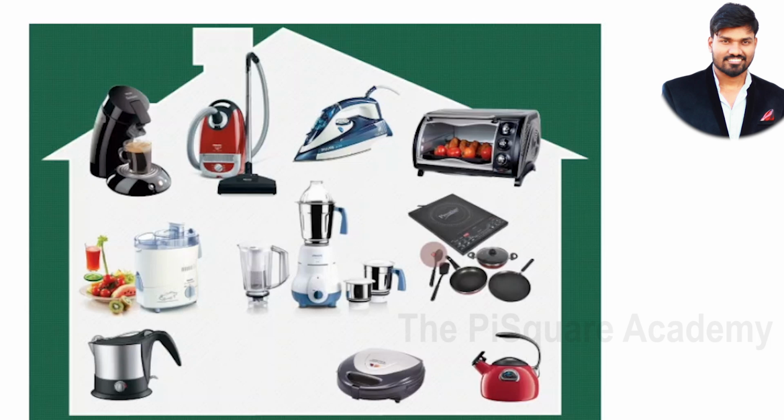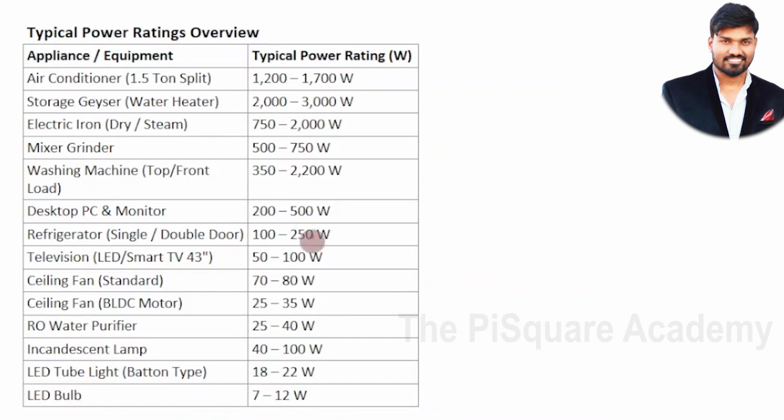One common thing for all these electrical equipment is the power rating. Different equipment will have different power ratings. We'll see the typical power ratings of each equipment. An air conditioner, if it is a 1.5 ton air conditioner, the power will be in this range. A geyser water heater of this range, an electrical iron of this range, a washing machine of this range.